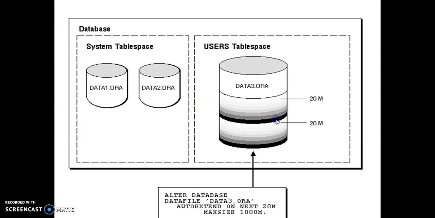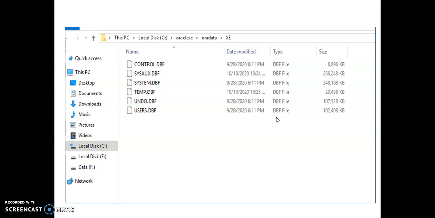If you have installed Oracle Express Edition on your machine, then you can observe in the C drive that one folder is created, that is Oracle XE, and in oradata, in that XE folder, you can see the control file, which is one of the tablespace files. SYSAUX is also an auxiliary tablespace to perform system related operations. Then the next one is SYSTEM, then the temporary tablespace is also there, then the undo tablespace is also there, as well as the users tablespace is also there.